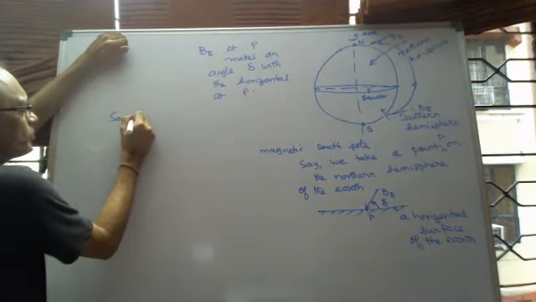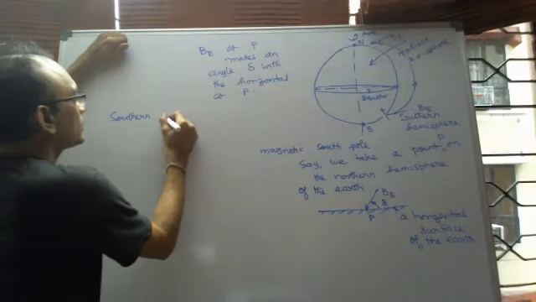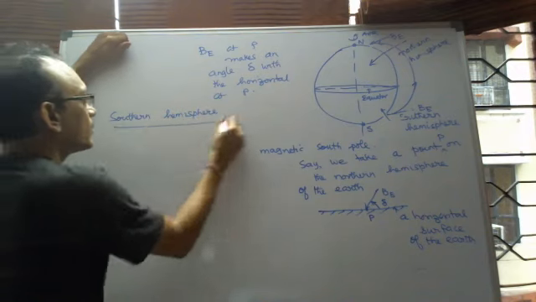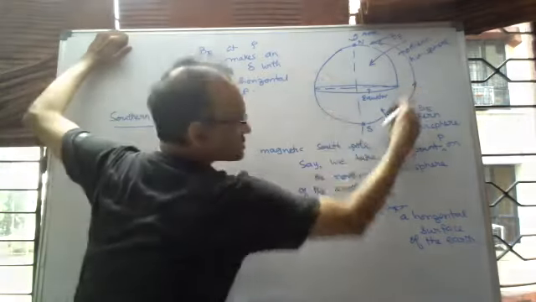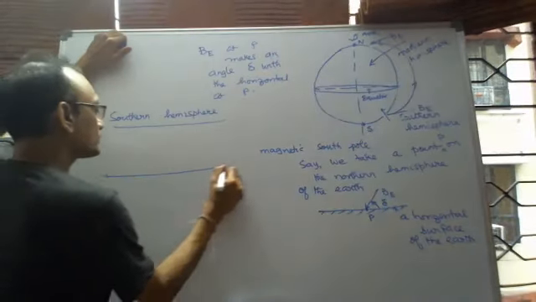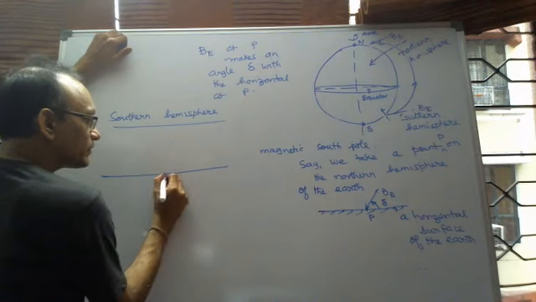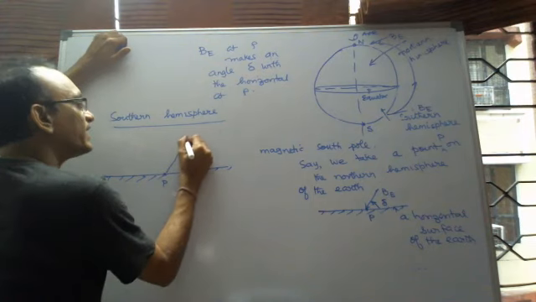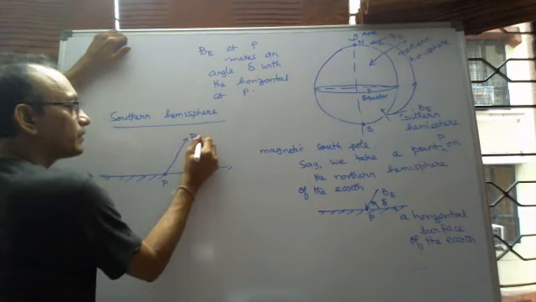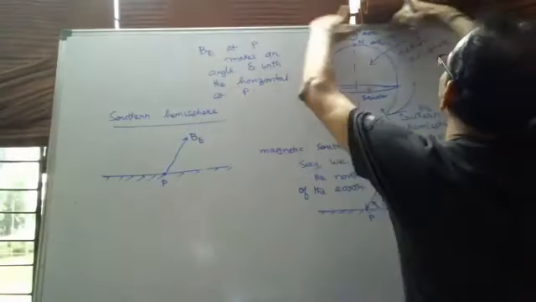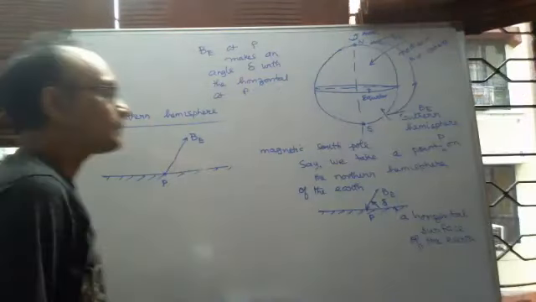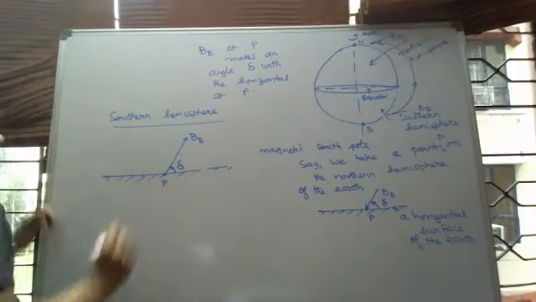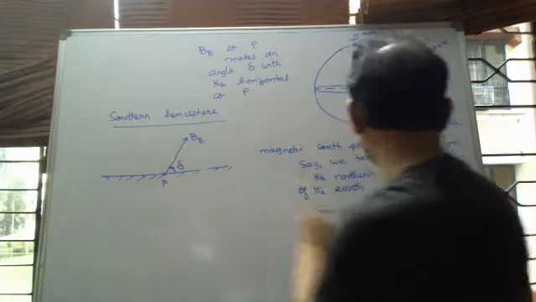If there is a point P on the southern hemisphere, any point on the southern hemisphere, this is the horizontal surface at P. P is a point on the southern hemisphere, so BE will go outward, because the magnetic field goes from the southern hemisphere to the northern hemisphere, and this will be the angle delta with which the magnetic field makes with the horizontal in either case.